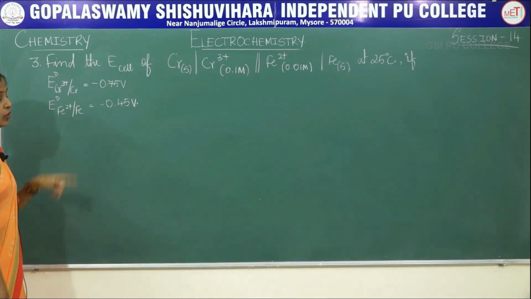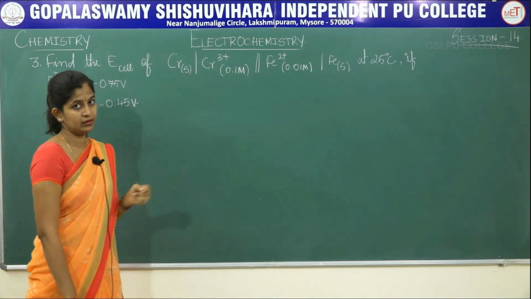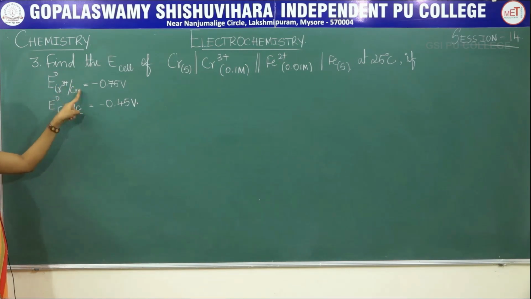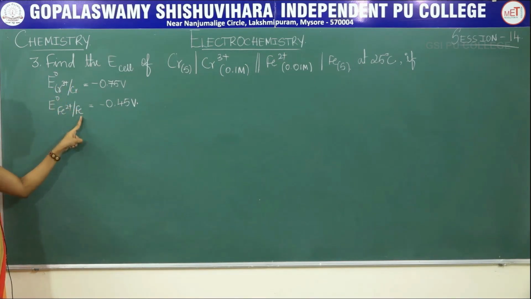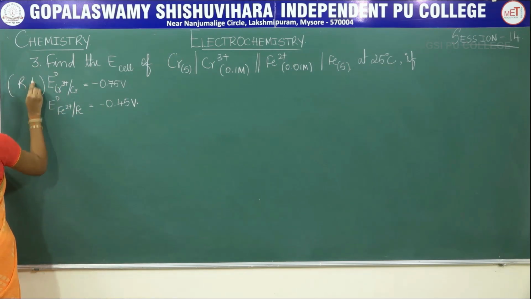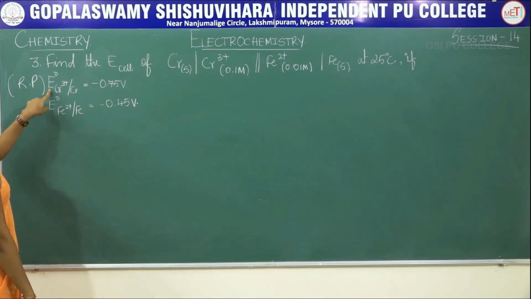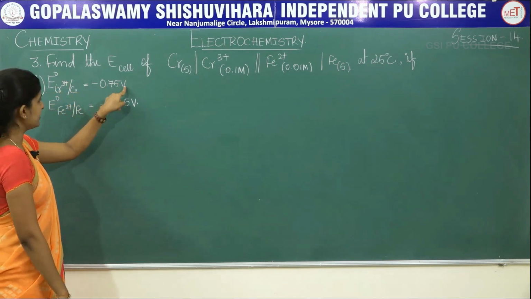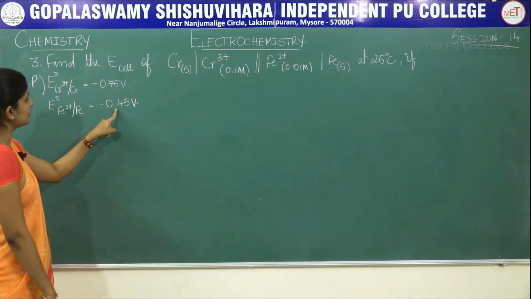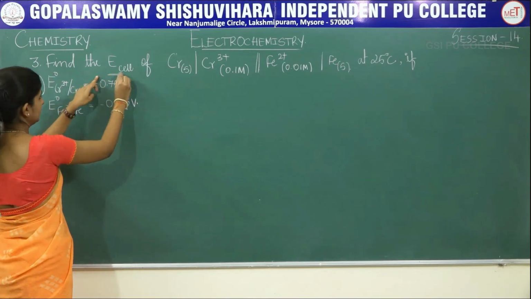They have given the standard electrode potentials of chromium and iron. You can observe these are reduction potentials: chromium 3 plus to chromium, iron 2 plus to iron, which means these values are standard reduction potentials. The standard reduction potential of chromium is minus 0.75 volt, and of iron is minus 0.45 volts. Now we have to calculate this E cell.